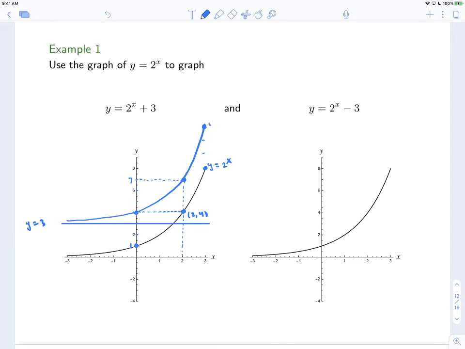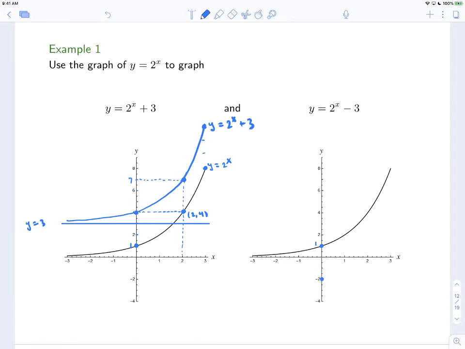So this is our new graph, y equals 2 to the x plus 3. What about our second graph? This is the same basic idea, but now we want to shift down by 3. So we do it the same sort of way. We just pick some points. So we pick the y-intercept, and that's at 1. And we want to move it down by 3. So 1, 2, 3. So that's going to put it right here.